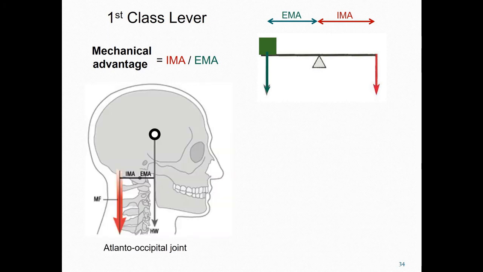The atlanto-occipital joint is an example of a first-class lever. We see that the center of mass of the head is forward of the fulcrum point in the atlanto-occipital joint. This explains why our head slumps forward when we fall asleep. Counteracting the external force created by gravity's pull on the head is the action of the head extensors, such as the semispinalis capitis. We see that the lengths of the internal and external moment arms are quite similar.